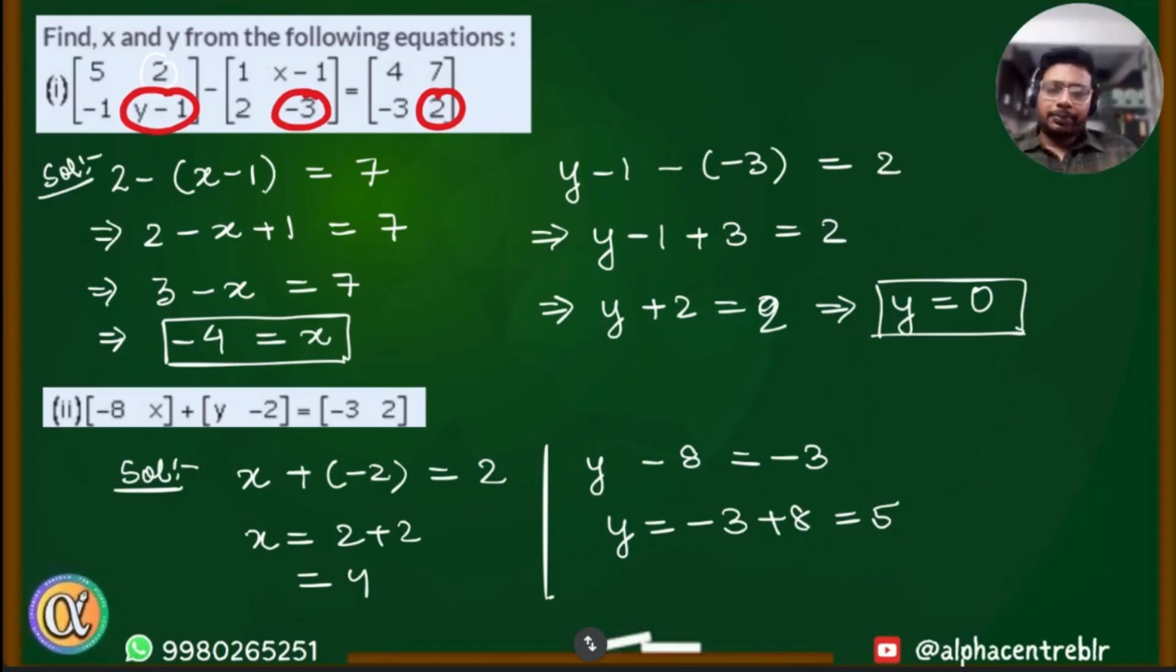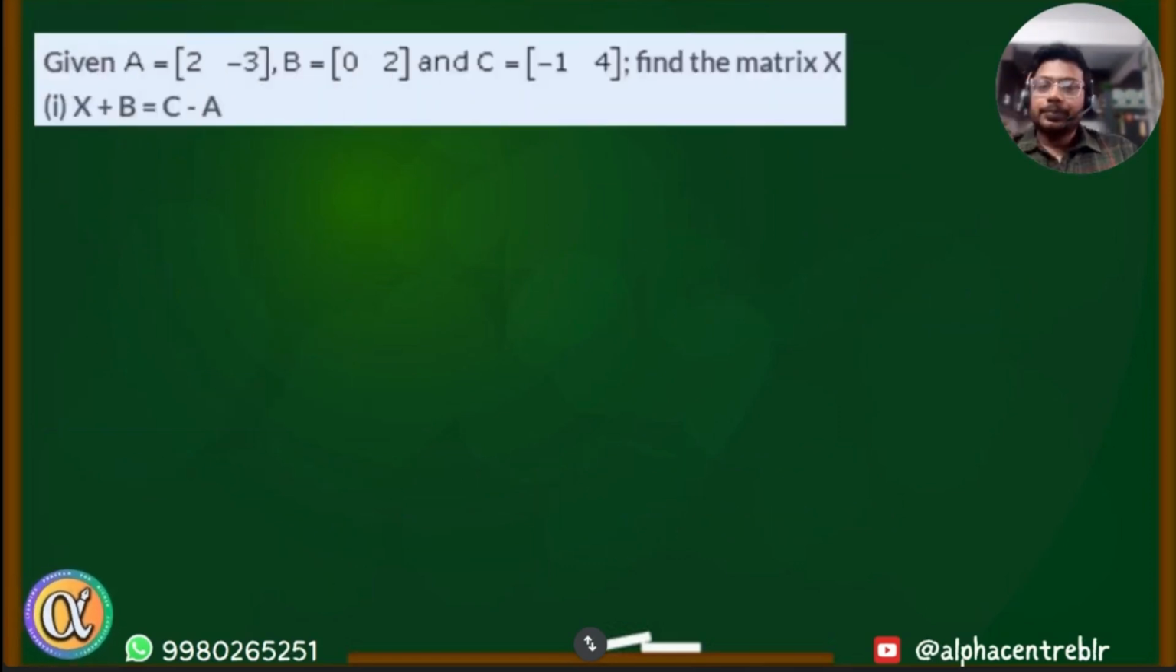Clear? Is this fine? Yes. Okay, shall we move on to the next question? Yes, sir. Let's see this next question. This question says that matrix A is 2, 2, minus 3, B is 0, 2, C is minus 1, 4. Find the matrix X such that it satisfies the condition X plus B is equal to C minus A.